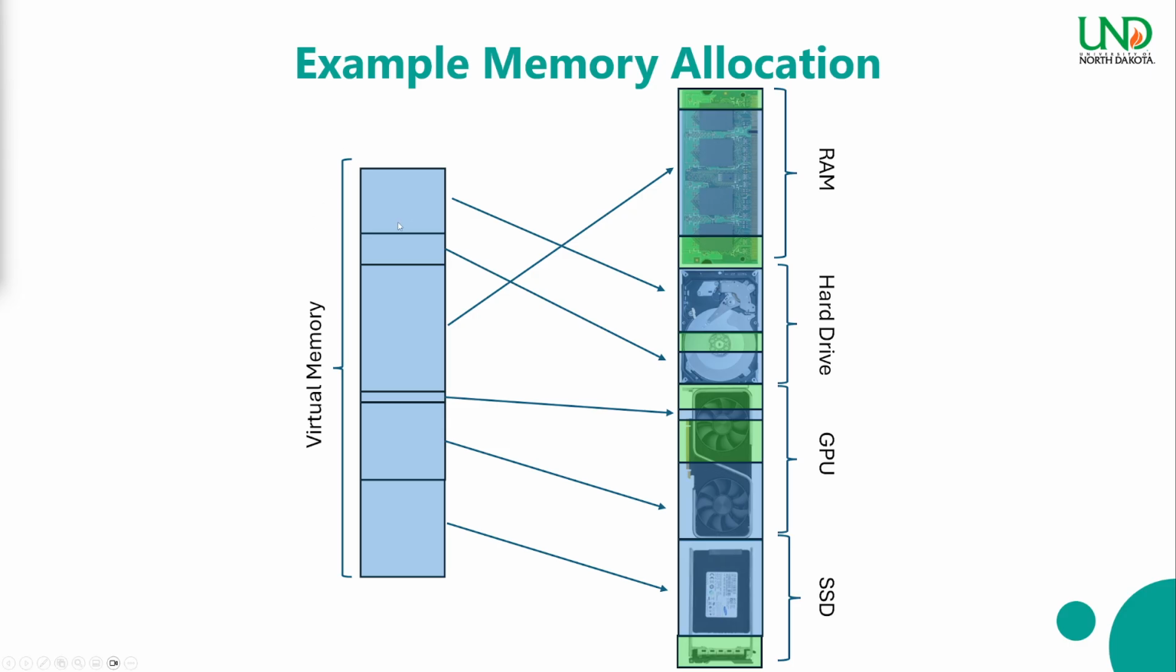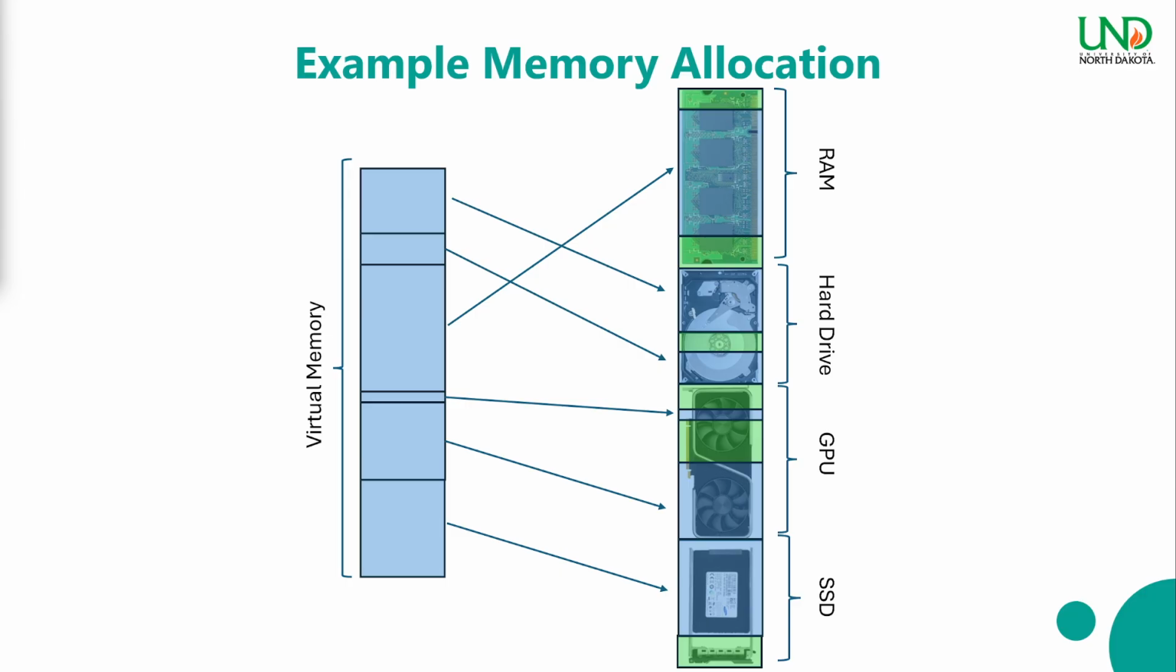So, for example, the most frequently accessed data is allocated to the RAM because it's the fastest. And then less frequently accessed data might be stored on the SSD or the hard drive, which is slower but provides that much larger storage capacity. Then for the graphics intensive applications we talked about, some memory might be mapped to the GPU, which has the specialized memory optimized for high performance rendering.